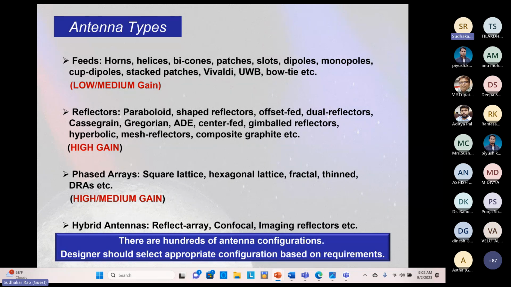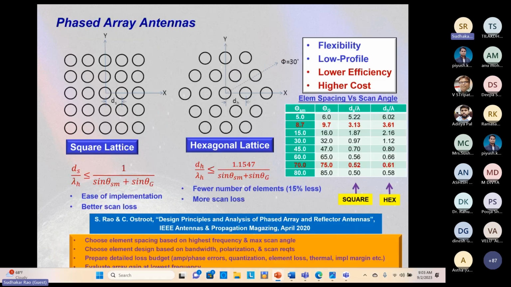Confocal is also important because that's a phased array feeding a reflector, mainly a parabolic subreflector, and then you have a parabolic main reflector. So scanning of the phased array will give beam scanning coming out of the reflector. Then you have imaging reflector, where it forms a larger image of the feed array on the reflector surface, and it provides limited scanning, but in some cases it's used as well. So there are hundreds of configurations, so you should know which design to use for a given application.